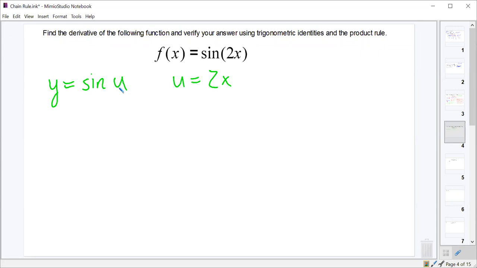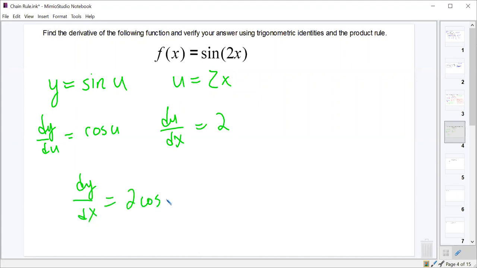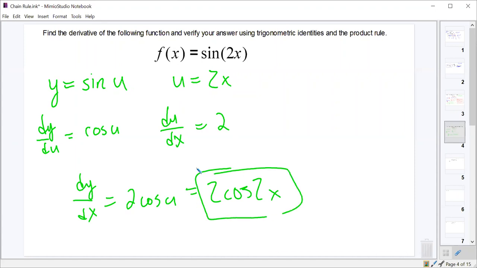Okay. So then we'll find dy du. What's the derivative of sine u in terms of u? Cosine u. And what's the derivative of u in terms of x? Should just be 2. So dy du times du dx should be 2 cosine u, or 2 cosine, and we'll resubstitute the u back in as 2x. So we should end up with 2 cosine 2x. Any questions on that?